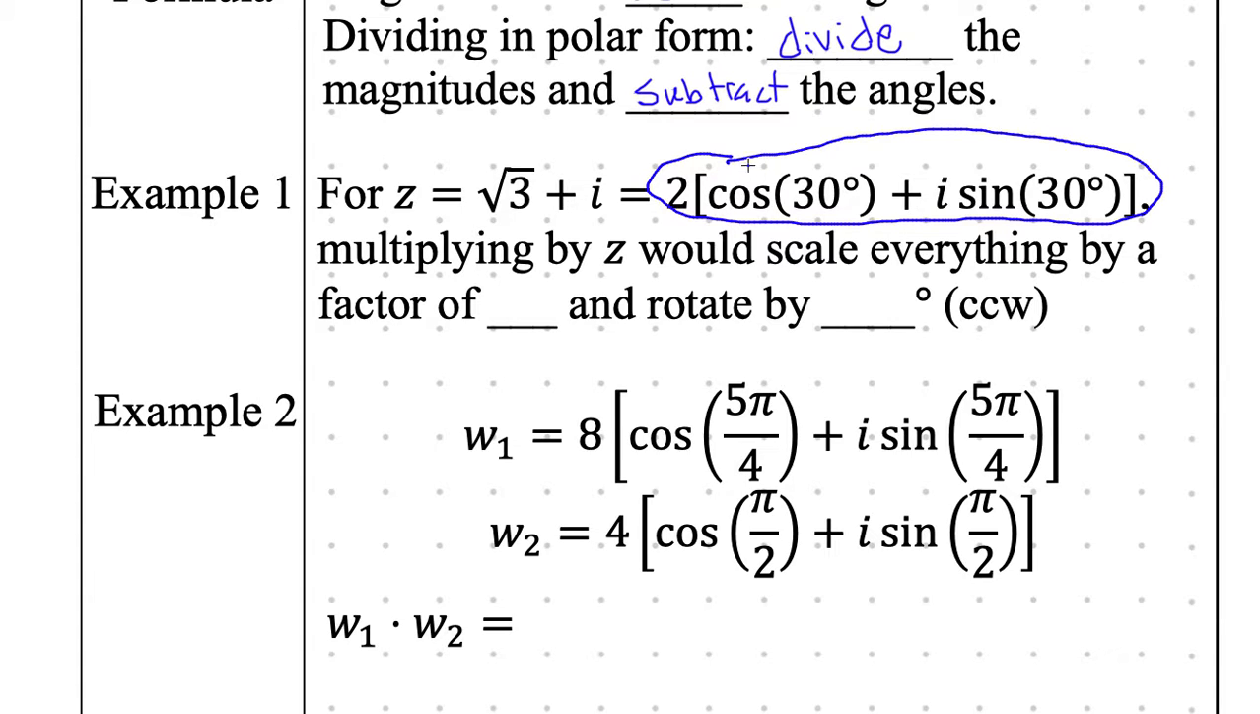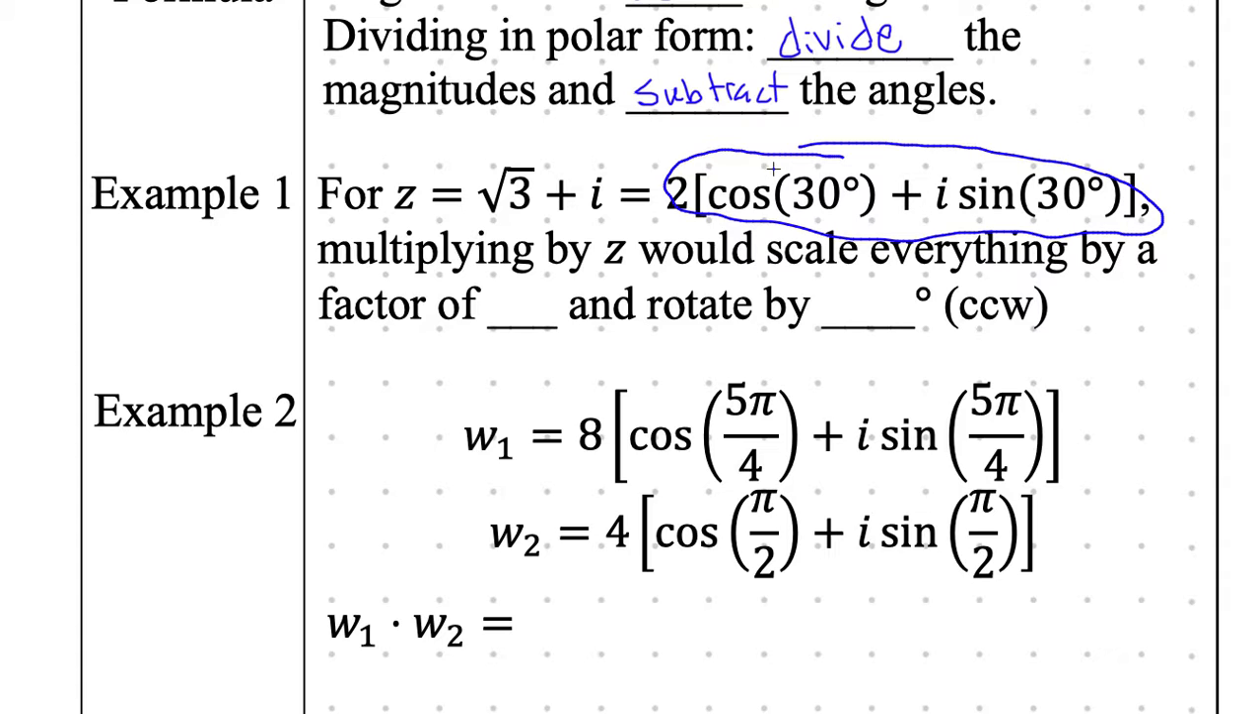So if we decide to multiply by this complex number in polar form, what is going to happen? If I multiply by z, that's going to scale everything by a factor of what? Looking at your polar form. You have two numbers to choose from, guys. And rotate by 30 degrees.